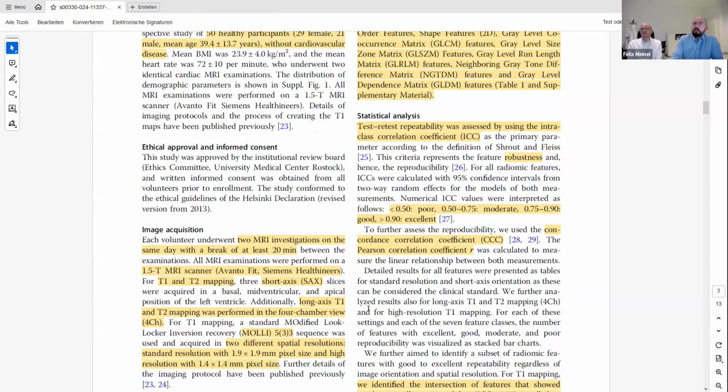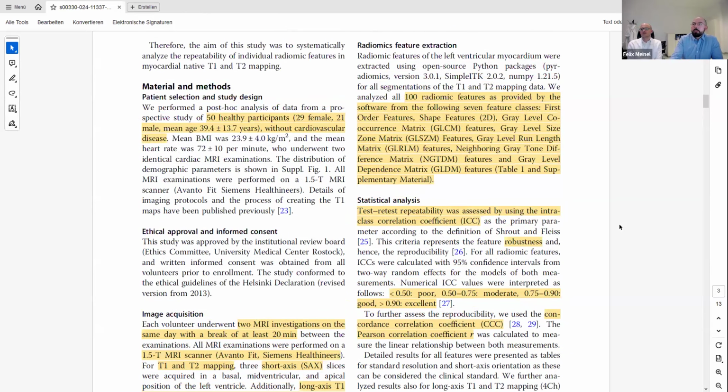Then we applied radiomics on the segmentation, which was manually segmented by a clinical physician. And we analyzed 100 radiomic features from 7 feature classes, as you can see here.